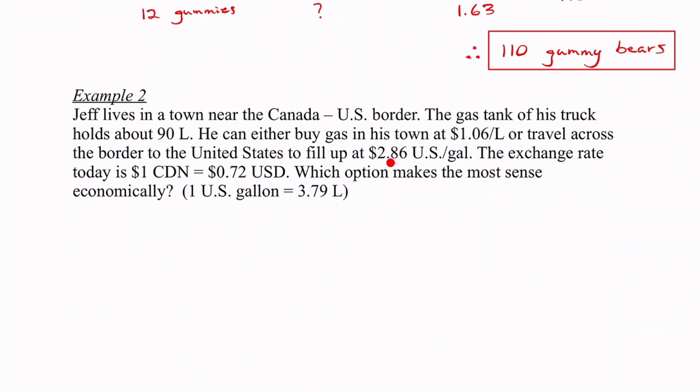So this is in US dollars, and it's not in liters, it's now in gallons. The exchange rate today is $1 Canadian is equal to 72 cents US. Then it asks which option makes the most sense economically. So which one are you going to get the better deal on, or which one would you pick? We're also told one other thing: 1 US gallon is equal to 3.79 liters.